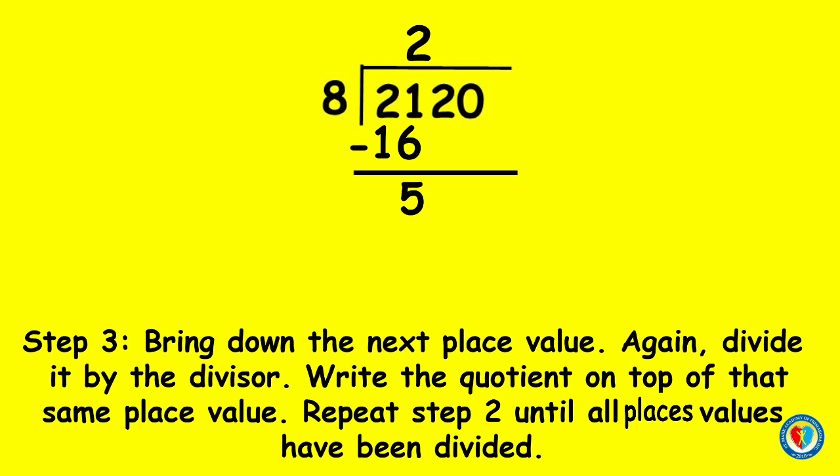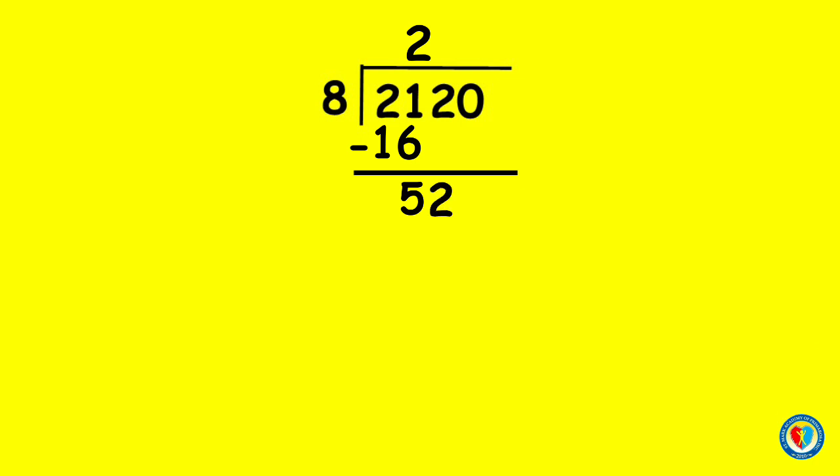Step 3. Bring down the next place value. Again, divide it by the divisor. Write the quotient on top of that same place value. Repeat step 2 until all place values have been divided. Bring down 2. Now we have 52. Again, use the table of 8 to find the product. How many 8s are there in 52? The nearest product is 48, as 6 times 8 equals 48. So, we write 6 above the 2 in the quotient.